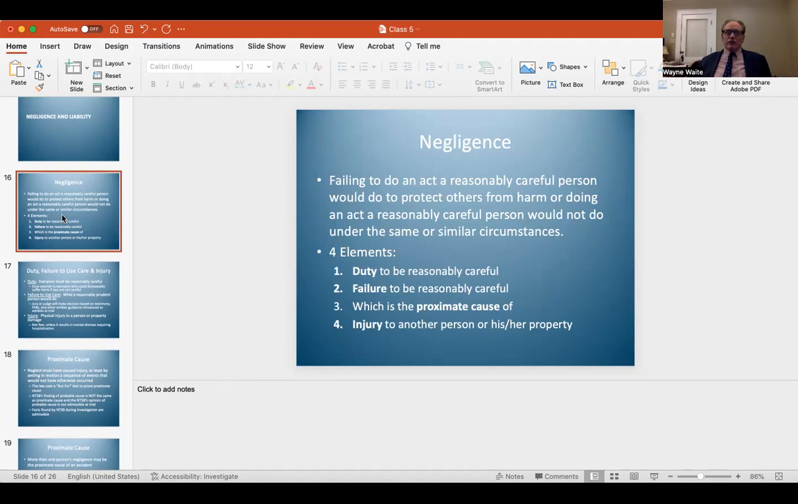And what are the four elements of a negligence case? Well, the first one is a duty. You have to have a duty to be reasonably careful. The second is a breach of that duty, which is a failure to be reasonably careful. The third is proximate cause, and then there's an injury, the fourth. So let's just talk about these a little bit. Let's just say that I go to the hospital, I'm in the hospital, and I am prescribed to have a shot of morphine. Instead of giving me the regular dose of morphine, they give me 2 or 3 times the amount of the morphine.